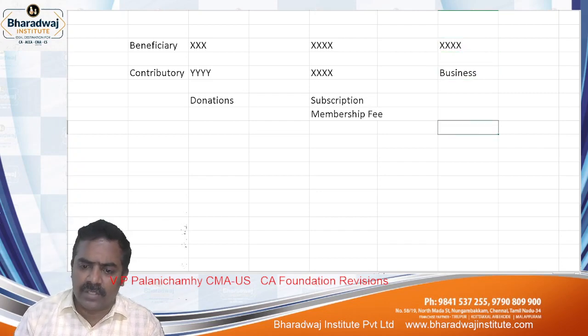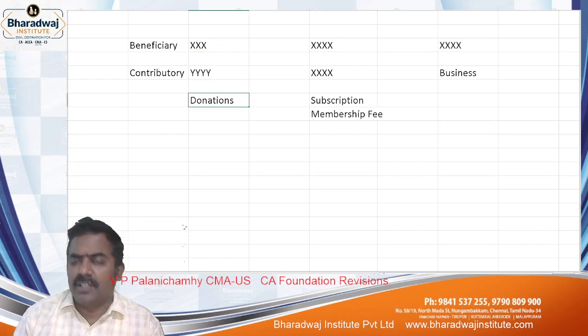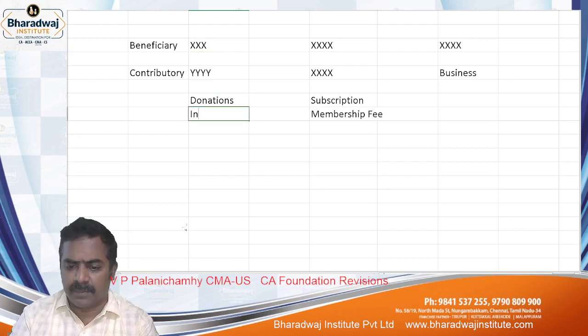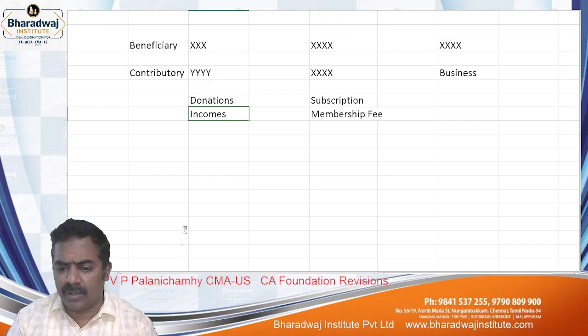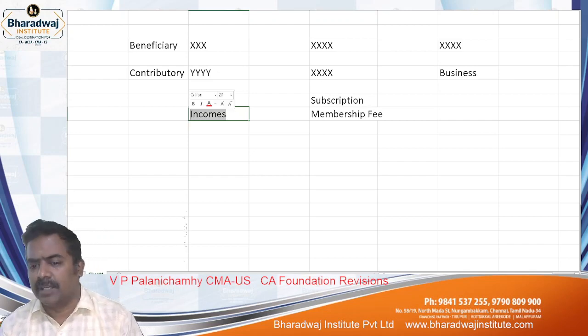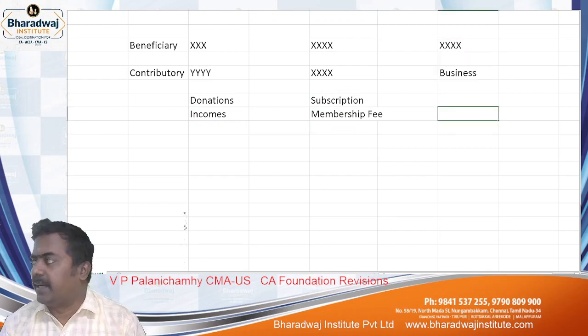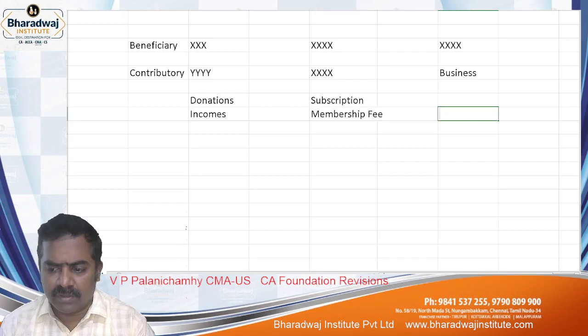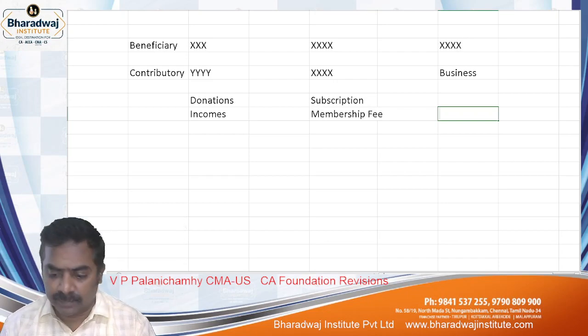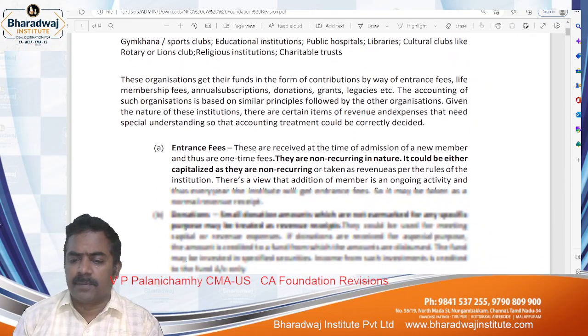Why should you learn all those things? Simple. Donations will be taken as income or a capital receipt? General donations will be taken as which one? Income. In the same way, subscription or membership fees will be taken as what? Income. This business income also will be taken as income. That is about income. Now the certain special receipts which we have to discuss.